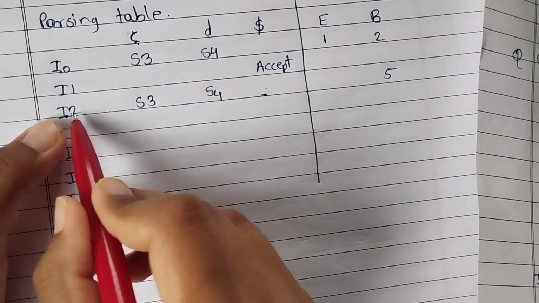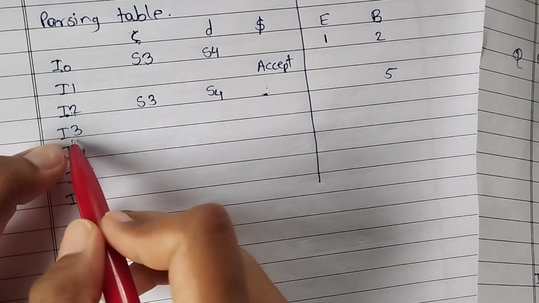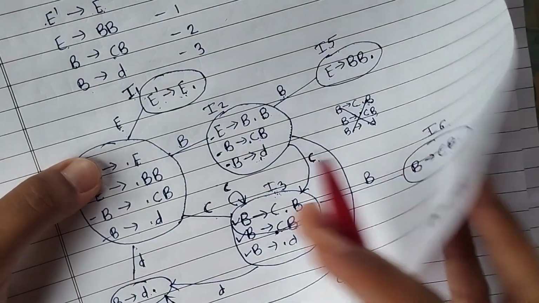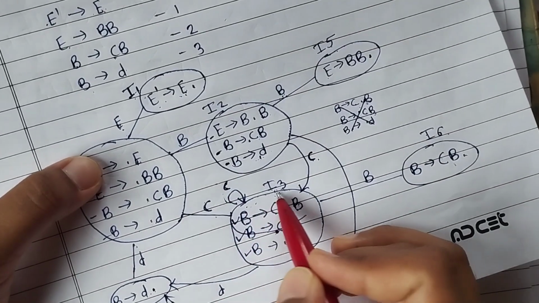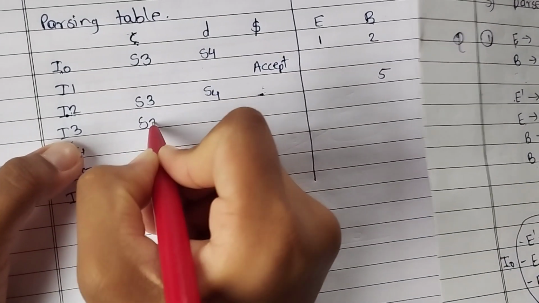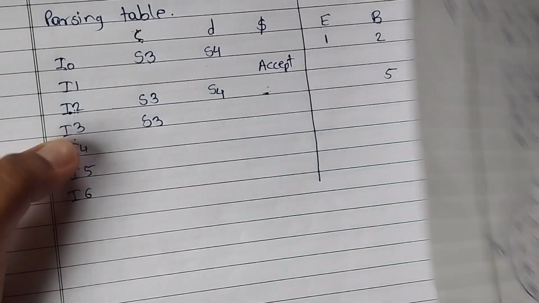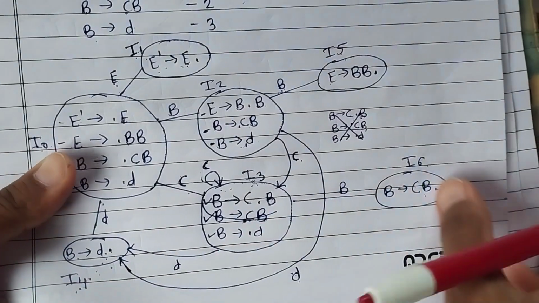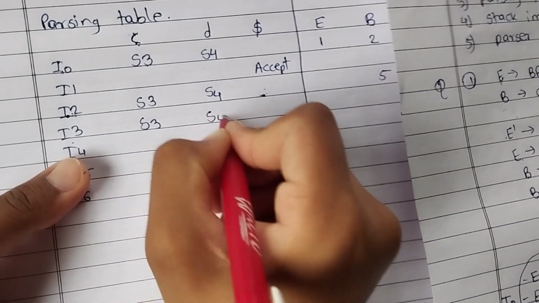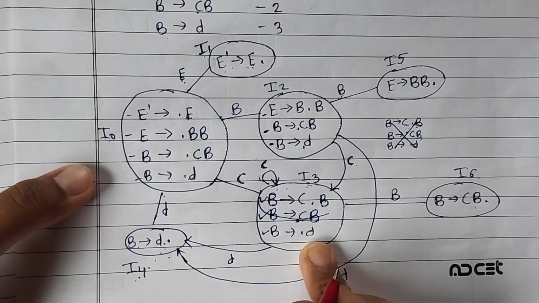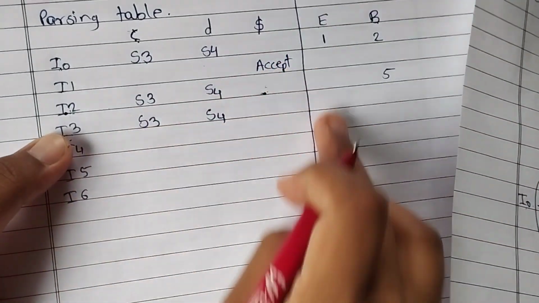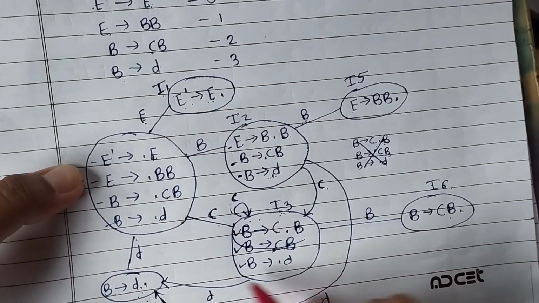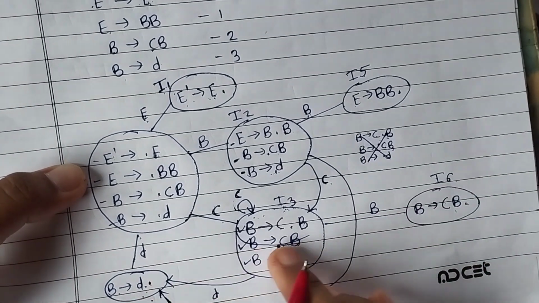Now I2 and dollar is complete. Now here I3 and opening bracket. So I3 and opening bracket we transfer in I3 itself, so S3. Now I3 and D. From this D is transferred to I4, so S4. I3 and dollar. So I3 is not an accepted state, so we do not consider this. Now I3 and E. From this E is not transferred anywhere, so we do not consider this.